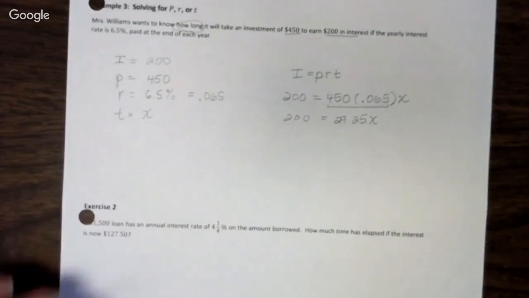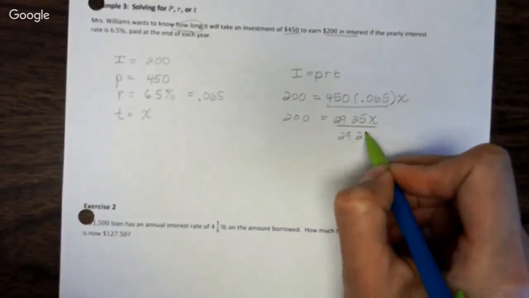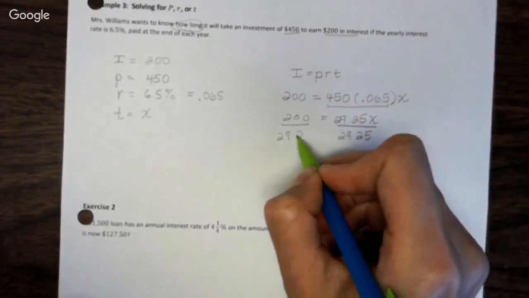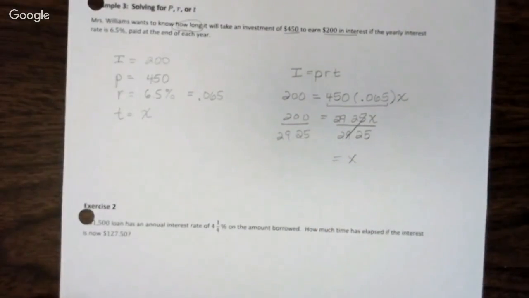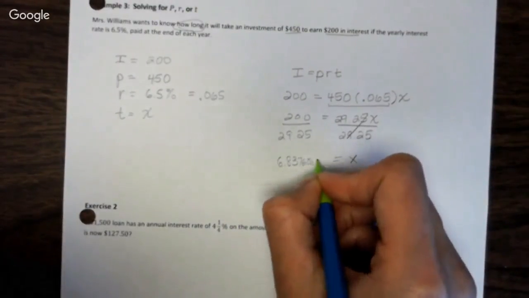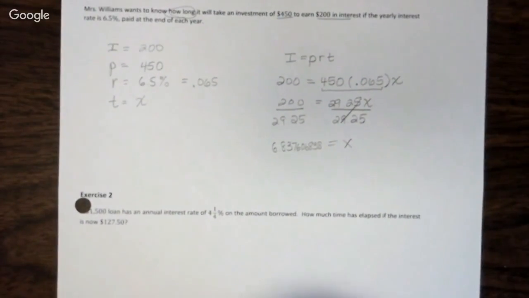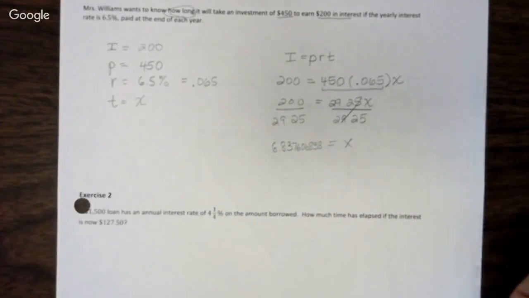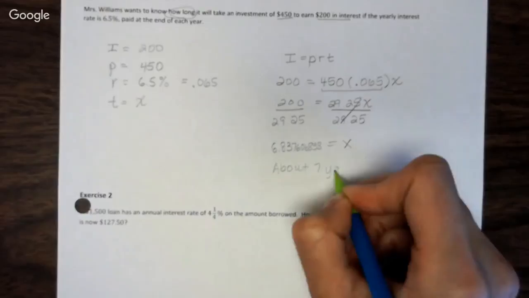Just do that multiplication. Now, when you have a number next to a letter in an equation, that means to multiply. So the opposite would be to divide both sides by 29.25. So you're left with X equals 200 divided by 29.25, which gives us 6.837606838. So we are talking about years, and it says about how long. So we're going to say about 7 years.